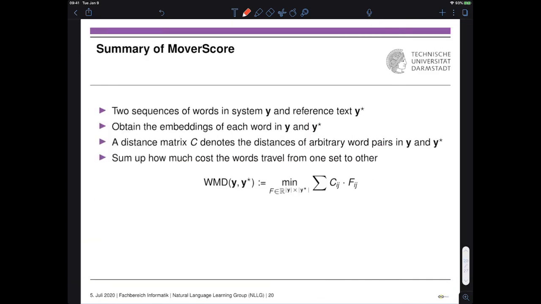In summary, suppose we have a system translation y and a human reference y star. First, we obtain the embedding of every word in y and y star. Then we compute a distance matrix C, which accounts for the distance of arbitrary word pairs. Then we find an optimal alignment matrix F by solving a linear programming problem. Then we sum them up to get the final semantic distance between system translation and human reference.